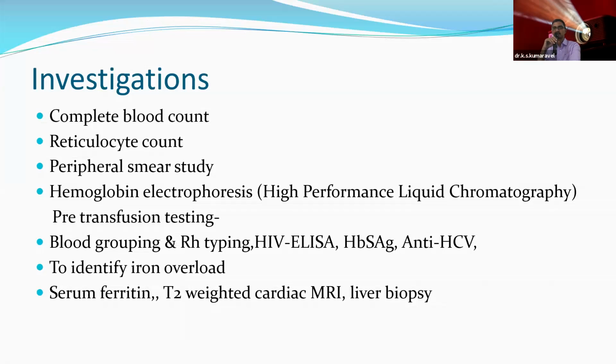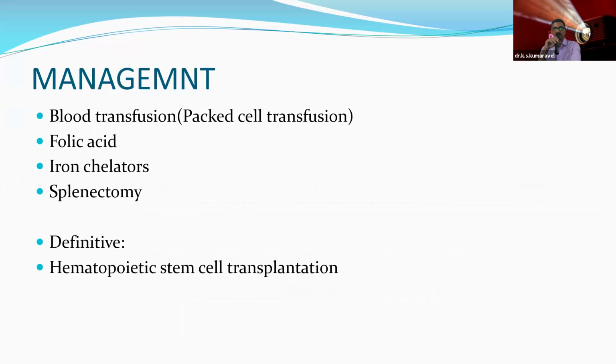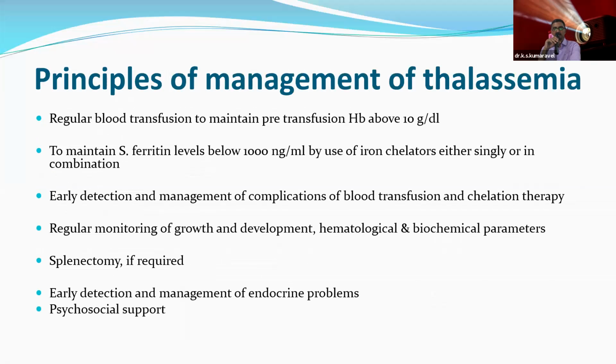Okay, it is broadly classified as low transfusion and high transfusion. In low transfusion, you maintain the hemoglobin between 6 and 10 grams. In hypertransfusion, it is 10 to 12. In supertransfusion, it will be 12 to 14 grams. The higher the target, the more frequently you will have to transfuse, and the more the iron overload will be, which you will have to address adequately. Apart from blood transfusion, you will have to give folic acid, and chelation also.